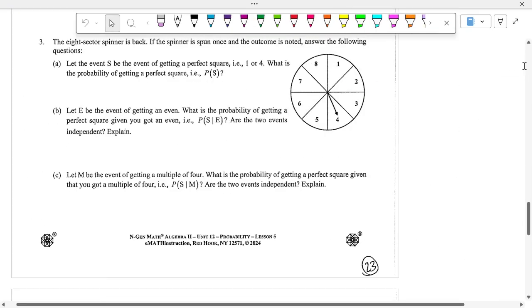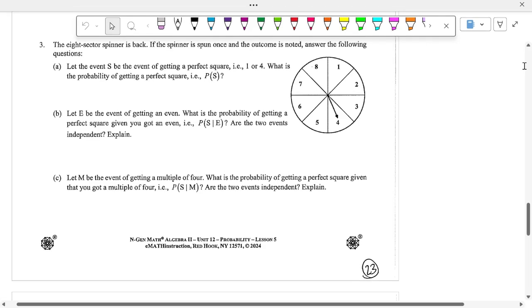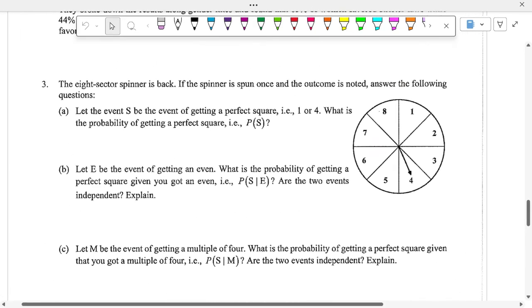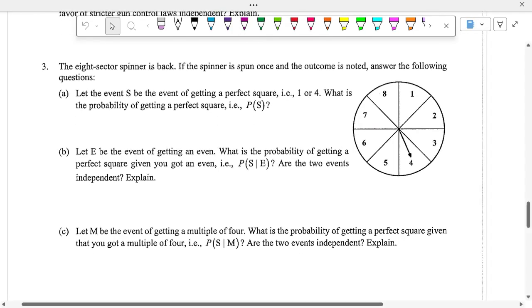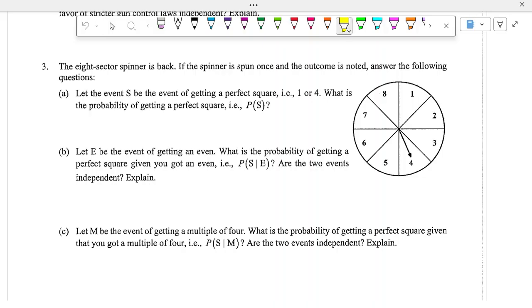All right. So I'm going to quickly go over parts of the homework if you have questions on it. So I'll do 3, and we'll go from there. I'm not going to go over the whole homework. If you need to see answers or check your work, the keys are posted in Canvas. Okay. So 3, the 8-sector spinner is back. The spinner is spun once and the outcome is noted. And we're going to answer the following questions.